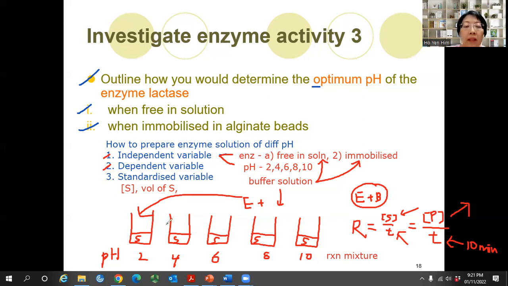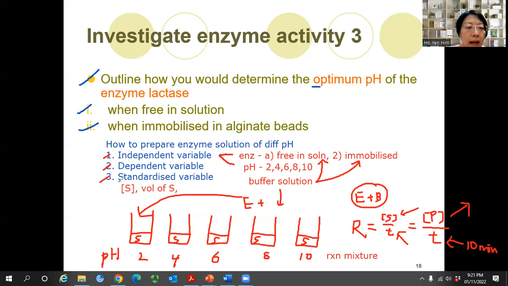Very easy. Among the 5 test tubes, the one that shows the color with the greatest amount of reducing sugar shows the pH which is the most optimum for the reaction, because optimum means maximum rate, and maximum rate means the most amount of reducing sugar. So this one is easier to do.